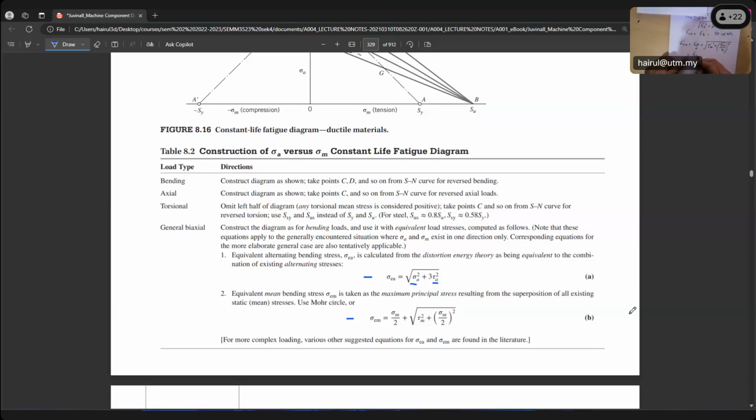Clear, class? This is sigma axial over 2. Axial, yes, we have mean, but it remains constant. Sigma axial remains constant, but they don't have alternate. So this is sigma axial plus the square root. Tau mean: do we have tau mean? Yes, we have tau mean.